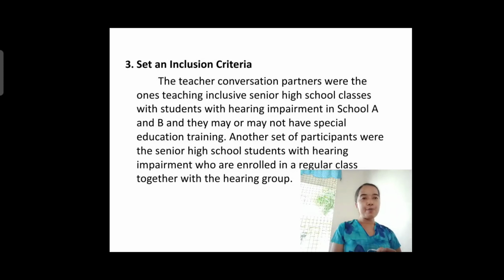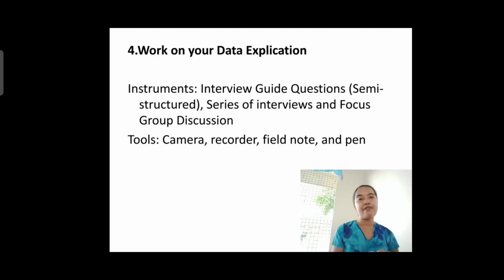While on the other group of conversation partners, the students with hearing impairment, these students must be enrolled in a regular class together with the hearing group. In this way, they could be part of the study. Once I already fixed the inclusion criteria for my study, I then worked on my data gathering and data methodology. The research instruments that I used were interview guide questions, particularly a semi-structured interview.